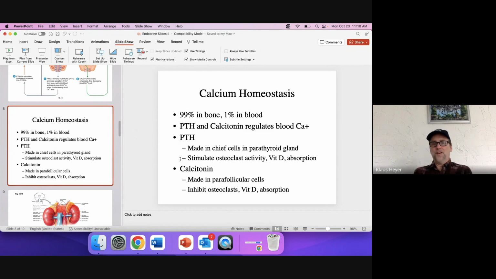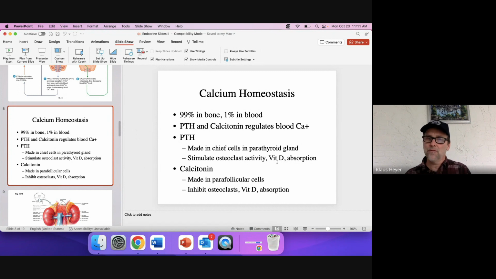And there's 3 ways that it does it. Way number 1, stimulate osteoclasts. So the cells that are going to go in there and break up bone. 2, increase vitamin D absorption. These are 2 separate things. So 2, increase vitamin D absorption, because the more vitamin D you have, the more calcium you have. They work together. Vitamin D and calcium are together. So you might have heard that vitamin D is for bones, right?